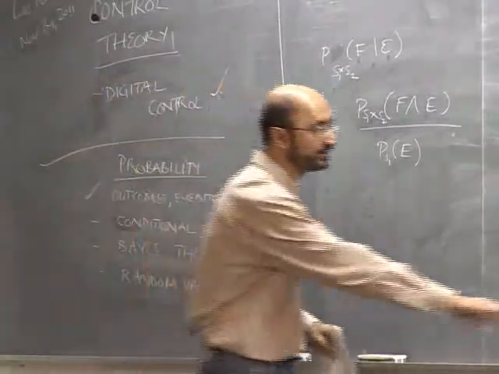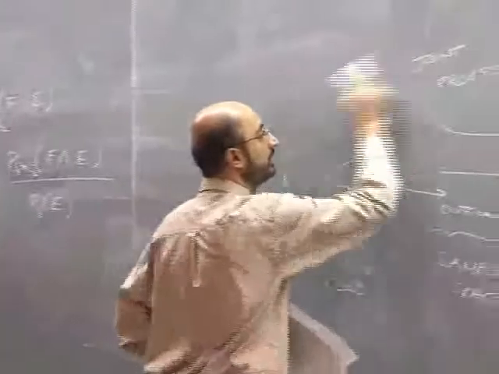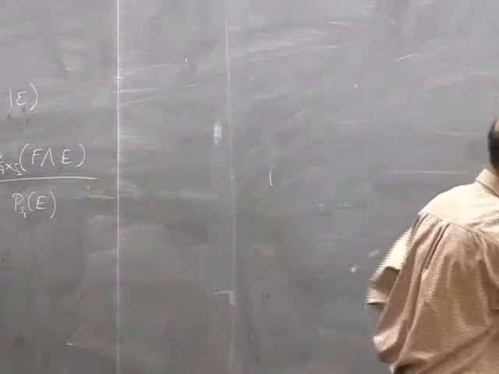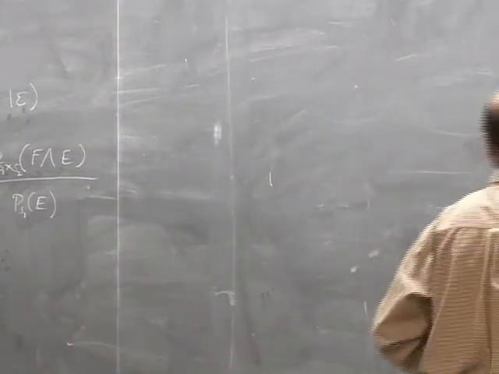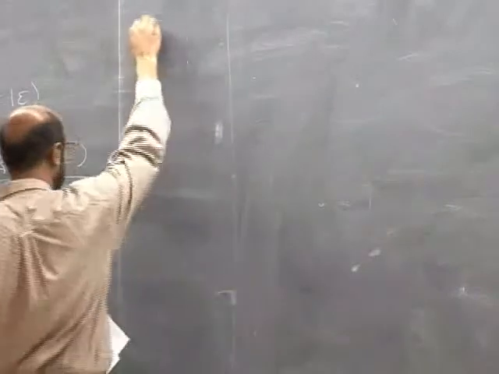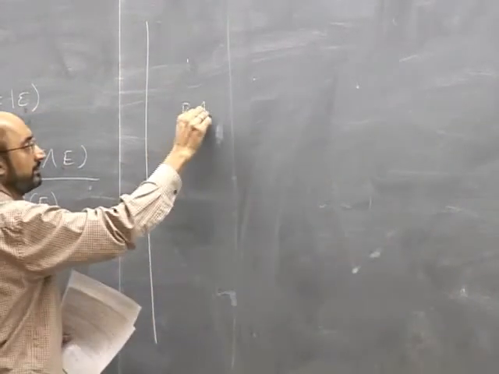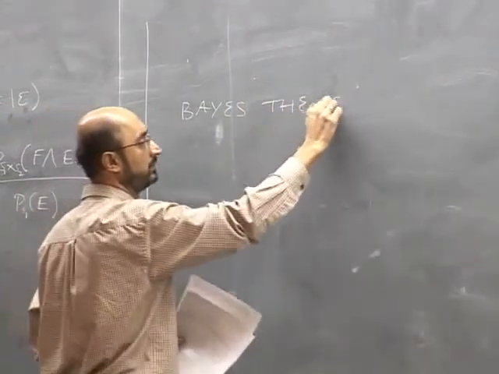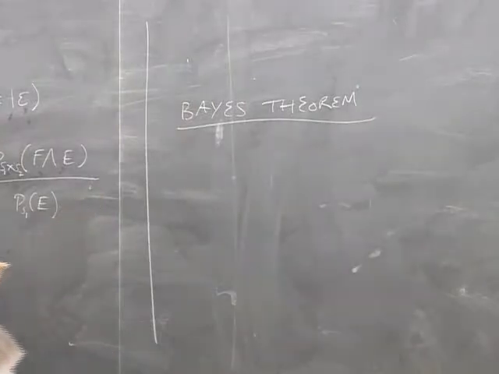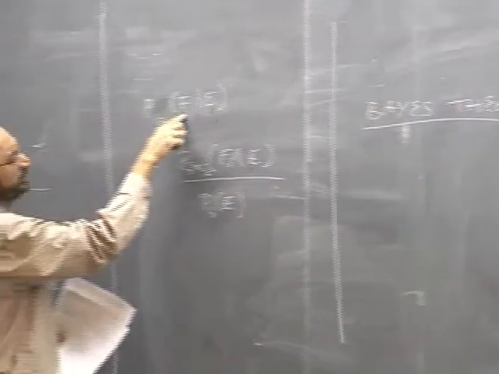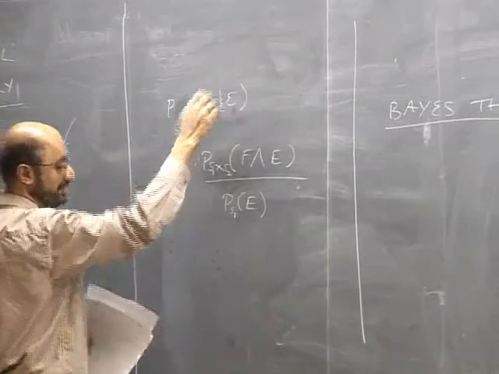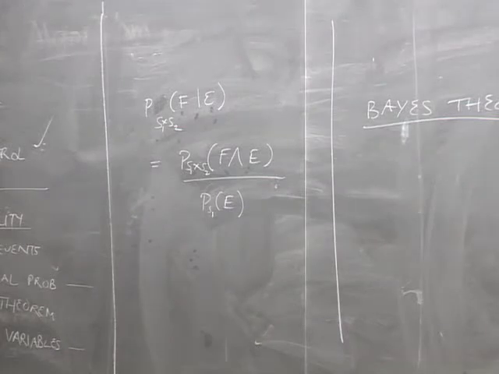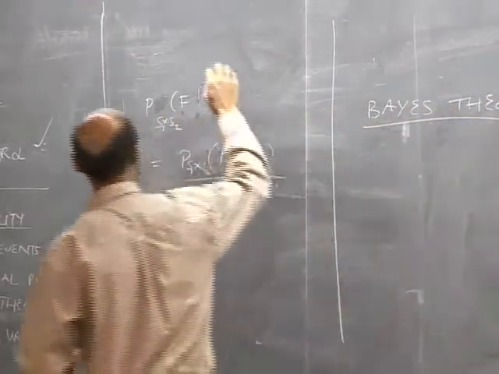Given this definition, a very simple substitution allows us to come up with something somewhat surprising, and that's called Bayes' rule, or Bayes' theorem. So I'm just going to write down Bayes' theorem. Bayes' theorem is basically going the other direction. So this is F given E. E is what we know happened.